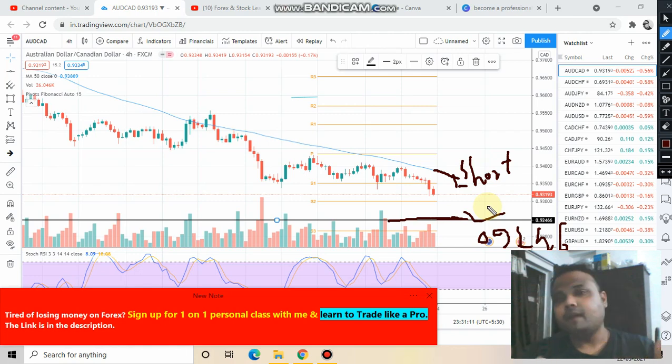It's a trending market. Market is in downtrend, so you'll get the shorting opportunity or wait for the shorting opportunity. Do not take any impulsive decision.